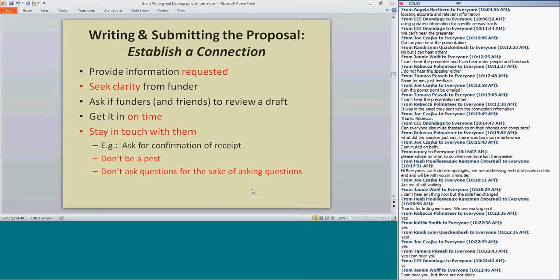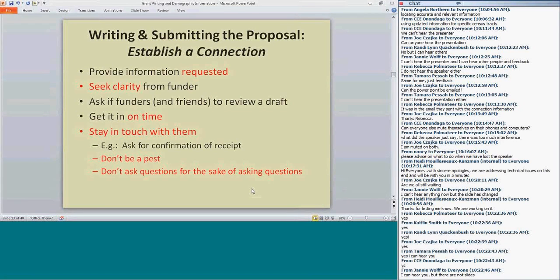Okay, so going into the writing stage and submitting the proposal, it's really establishing a connection with that partner. You're going to provide the information that's requested, and I highlight requested because oftentimes we want to share lots of information. We know our projects in detail, we're excited about them, and we want to give them lots and lots of information. It's important to really stay focused. We want to seek clarity from the funder. If we have questions about should this be included, does this make sense, go to them, and most of the time they usually say, questions, ask us. Do that and just establish that connection.